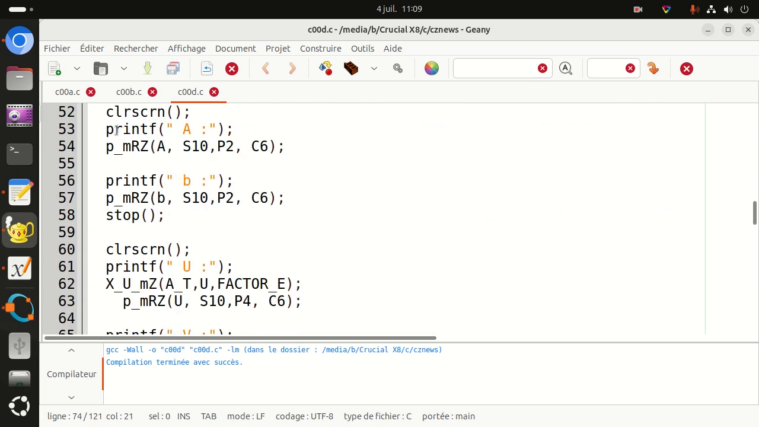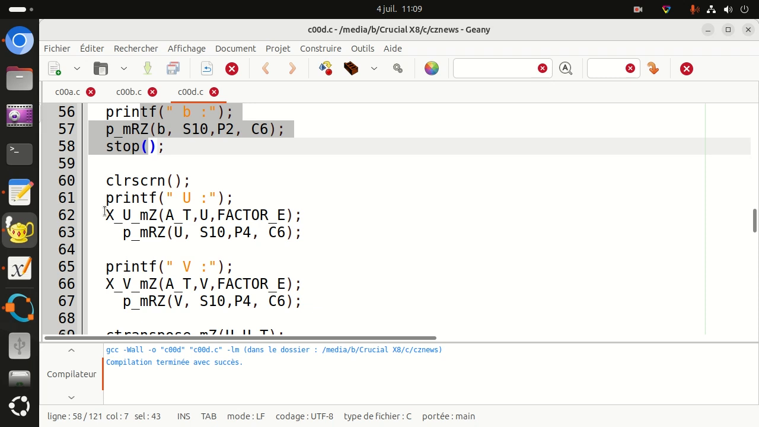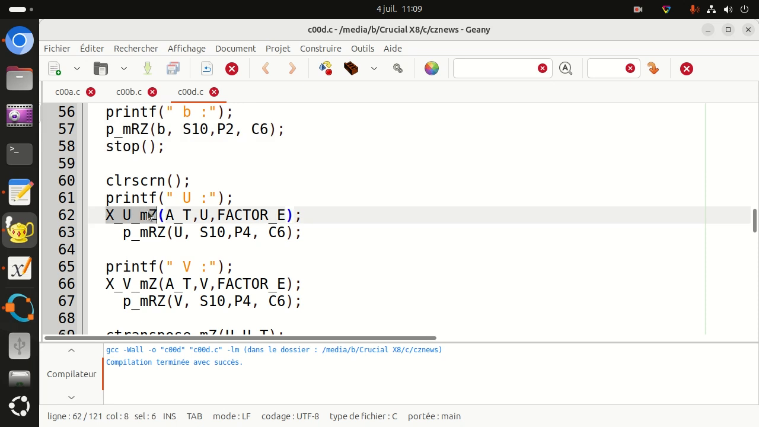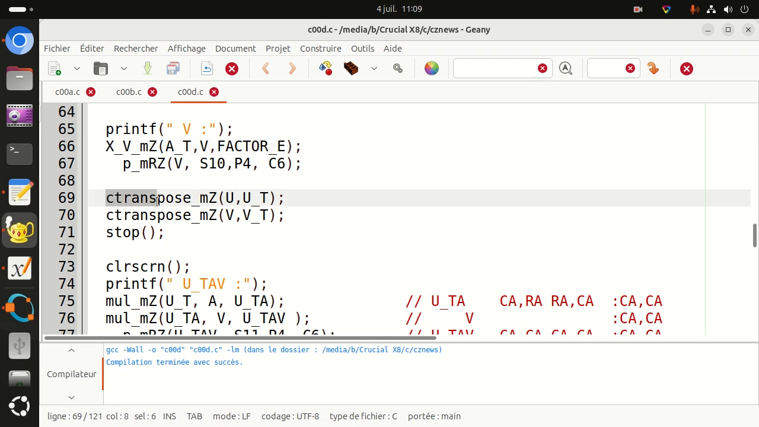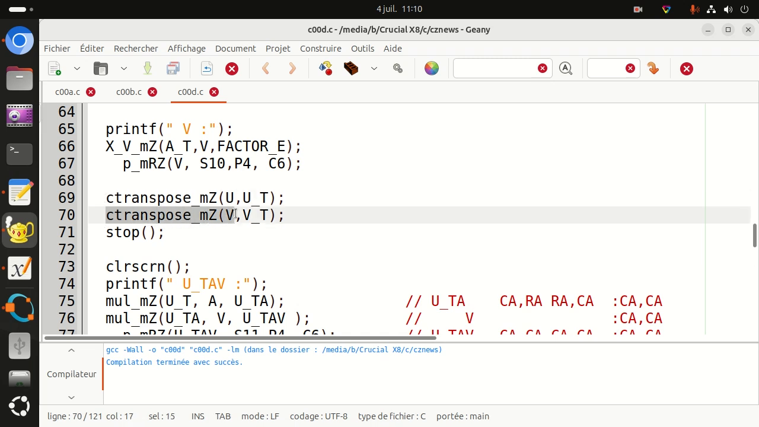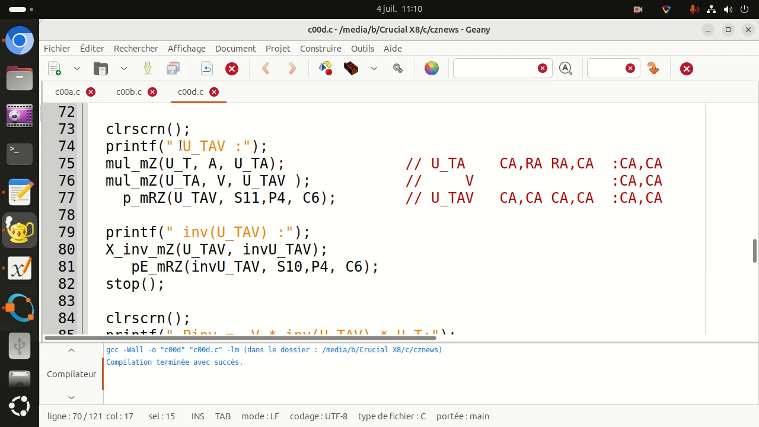Alors, you have here the matrix A, the matrix B. You compute U of the singular value decomposition. You compute V for the singular value decomposition. You take the conjugate transpose of U. You take the conjugate transpose of V. Now you compute this value. This value gives a diagonal matrix.